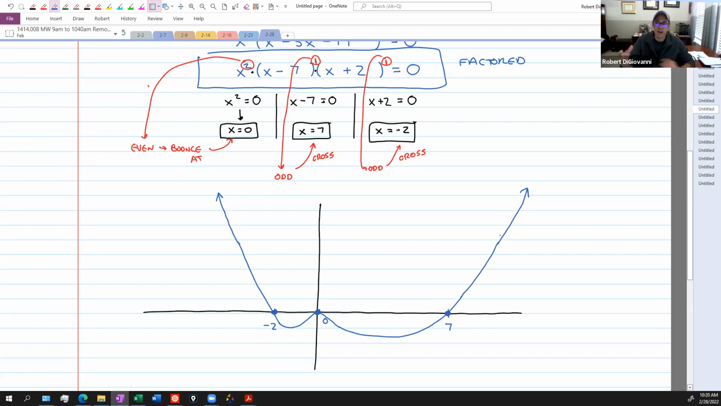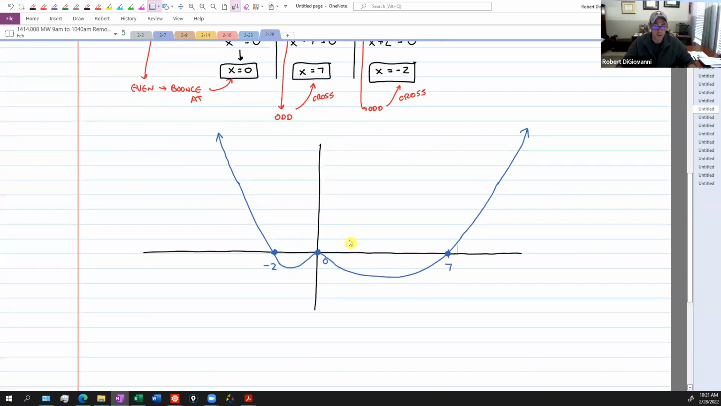Let me stress to you what we are capable of doing in this class and what we're not capable of doing. What we can do with this picture is you can tell me from just looking at this the domain, you cannot tell me the range, okay? You can tell me the x-intercepts. You can tell me where the graph is above the x-axis. You can tell me where the graph is below the x-axis.